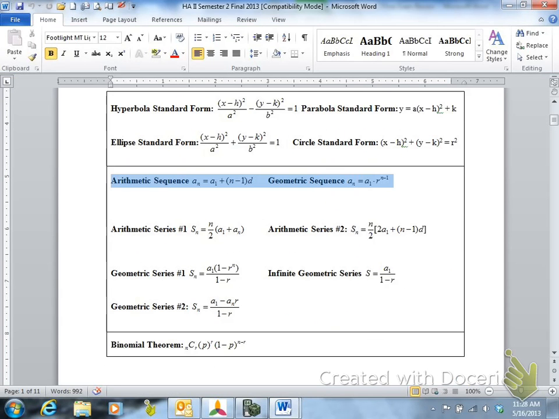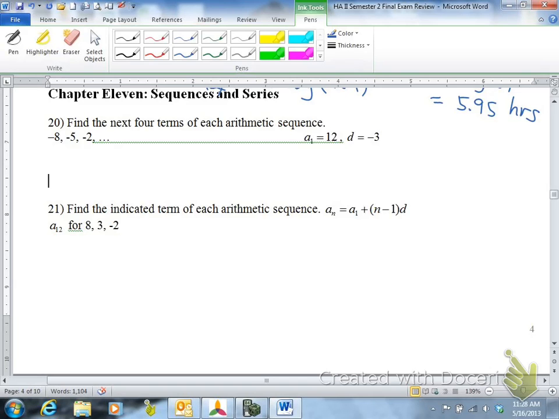So I'm going to give you all these formulas. Arithmetic, geometric, blah, blah, blah. Can you tell us which ones you need to study?